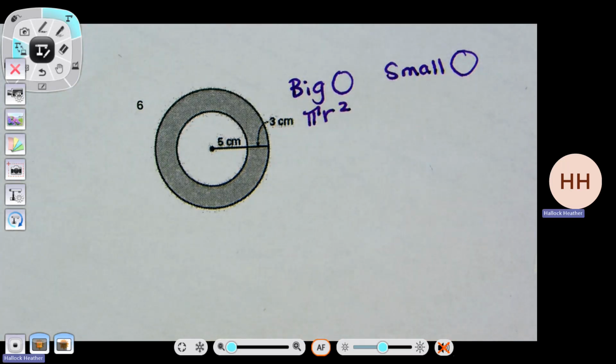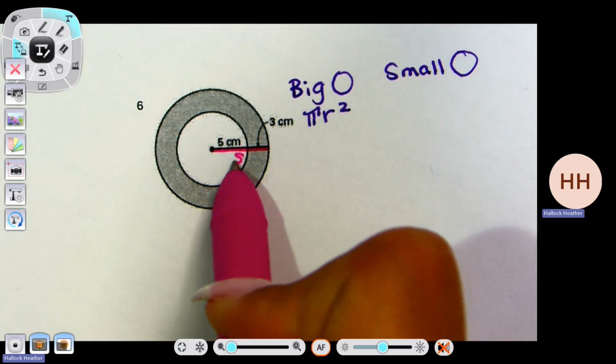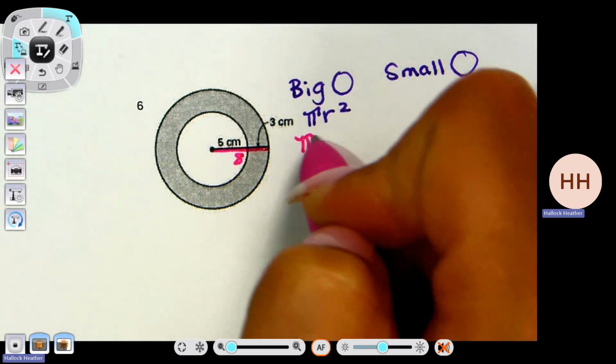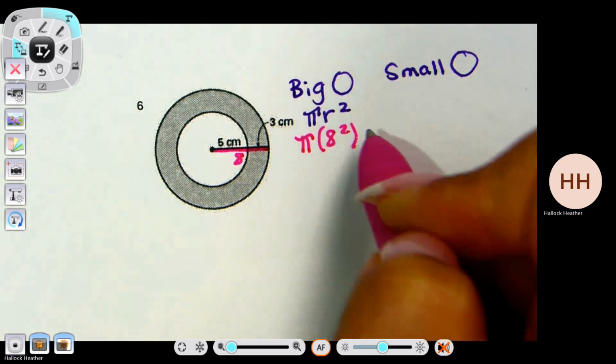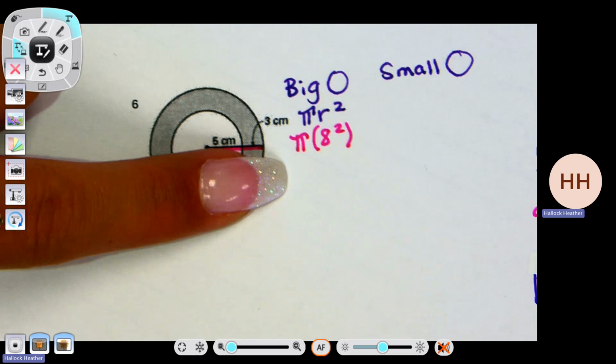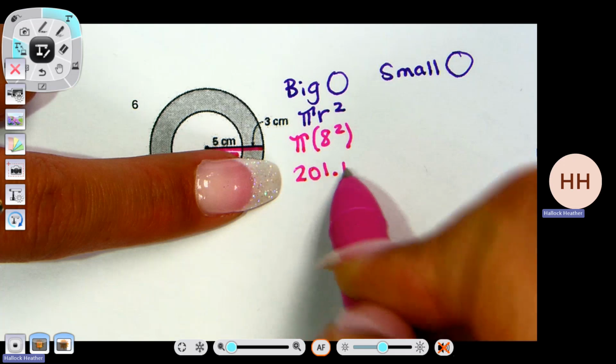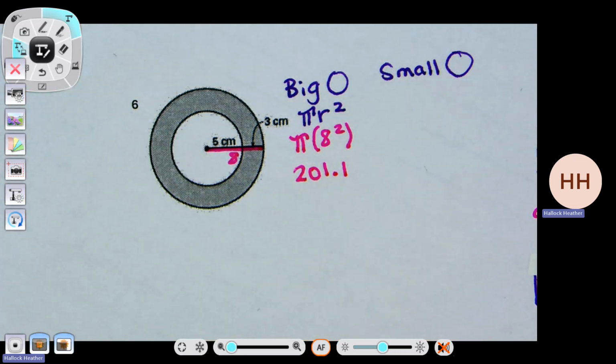What's going to be the radius for the big circle? The big circle is the whole distance, the whole thing. 8. So you have 5, you also have 3 here, so the total is going to be 8. For my big circle, I'm going to do pi with a radius of 8. So take a second. We're going to do 8 squared times pi. What's my area for my big circle? 201.1.